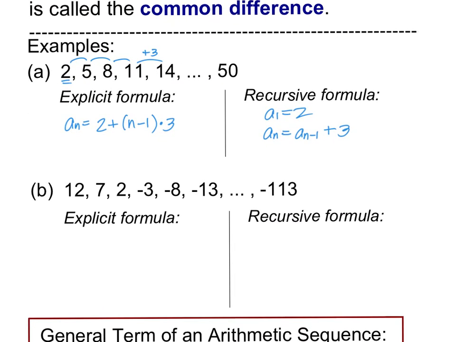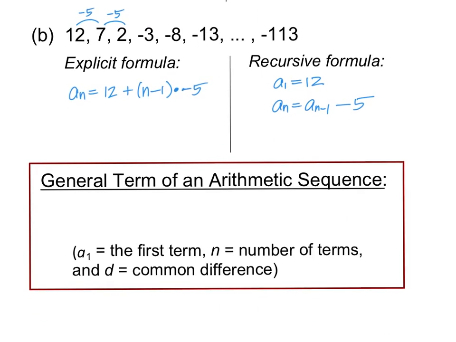And so in part B, the common difference is a negative number because this time you are subtracting 5. So then the first term is 12 plus n minus 1 in parentheses times the common difference, which is negative 5. The recursive formula here is a sub 1 is 12, and a sub n is going to be the previous term, a sub n minus 1, subtract 5. So the general formula for an arithmetic sequence is a sub n equaling a sub 1, the first term, plus parentheses n minus 1 times d, where d is the common difference.